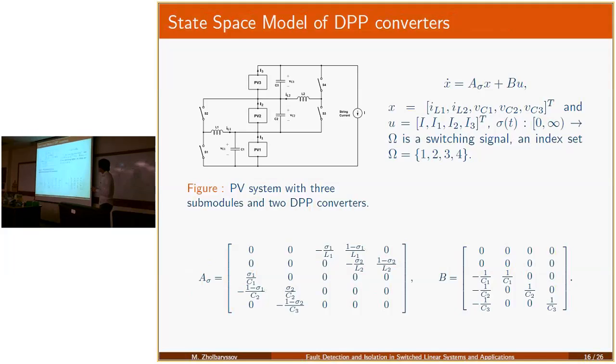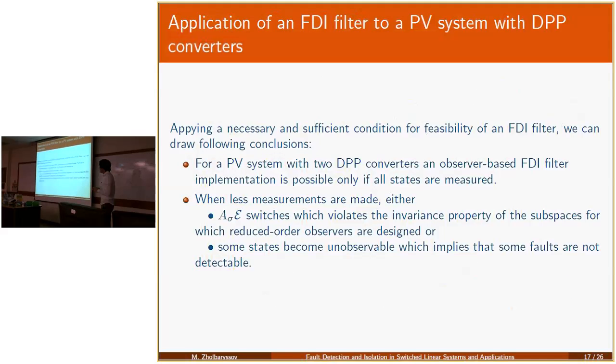So here's the state space model of DPP converters, and in this PV system we have 3 submodules and 2 DP converters. This is a 5th order system with 4 modes determined by a switching signal sigma. And if we apply our necessary and sufficient condition for feasibility of an FDI filter, we can draw the following conclusions.